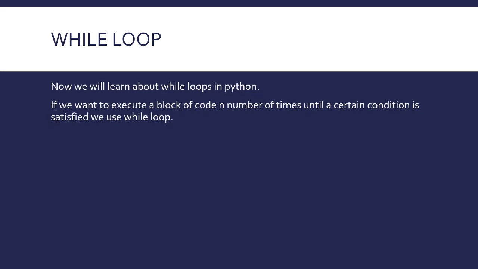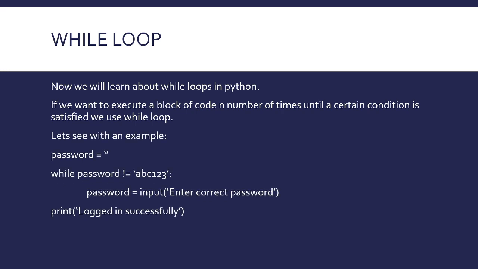So what is a while loop and why do we use it? If we want to execute a block of code n number of times until a certain condition is satisfied, we use the while loop. So let's see an example to understand things better.